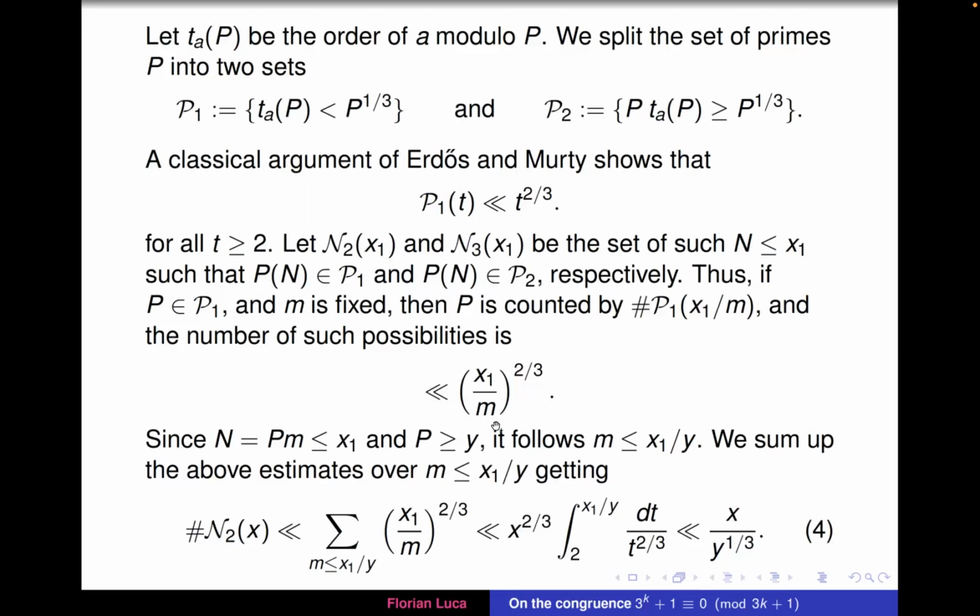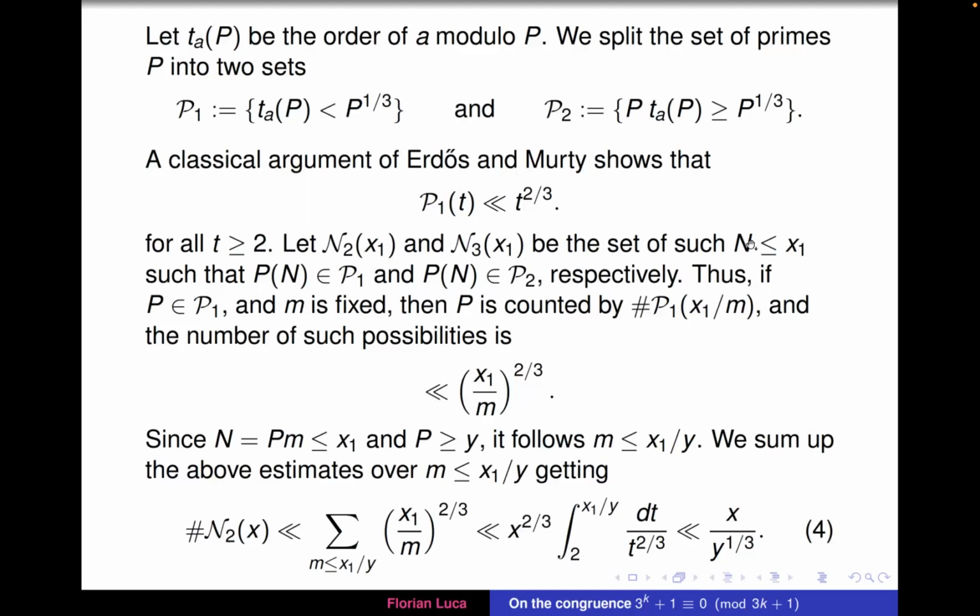So I said, oh, okay, so let's sum this up over all the m's. But how far can m go? It can't go all the way to x, because m times p is at most x, and capital P is at least y. So m can only go up to x over y. So it becomes x to the 2/3. You integrate 1 over t to the 2/3 up to x over y, and you get a saving. The saving x divided by y to the power 1/3.